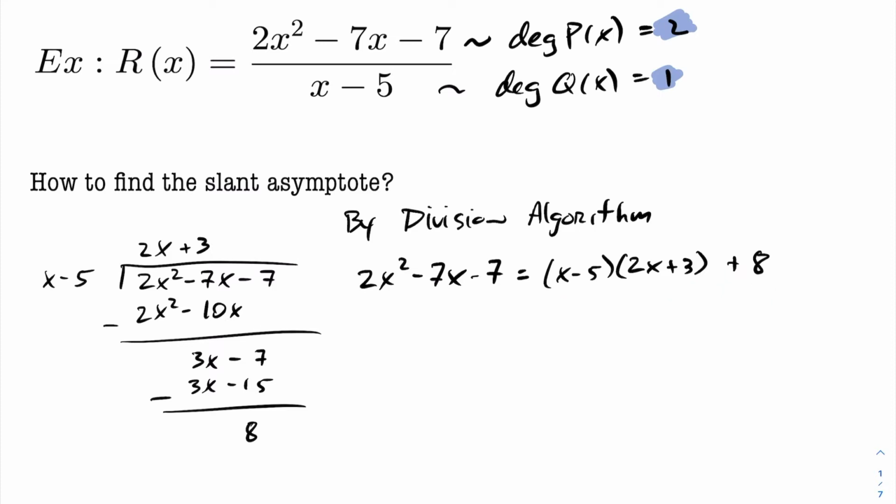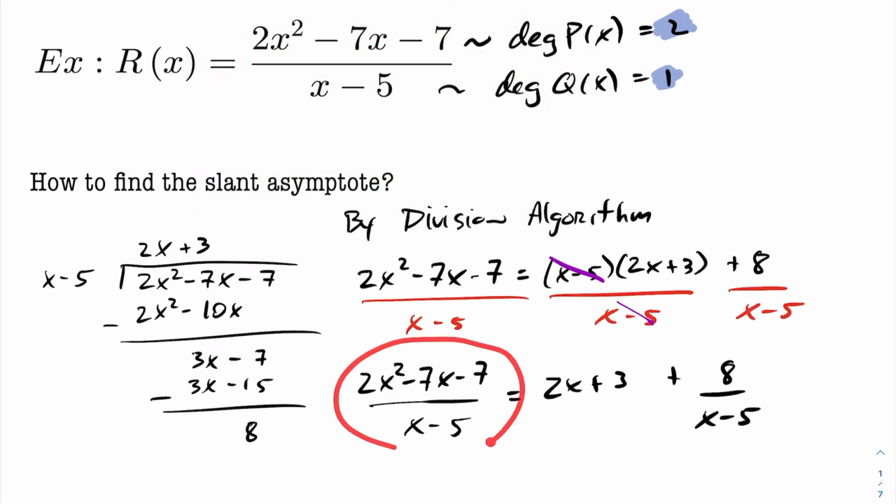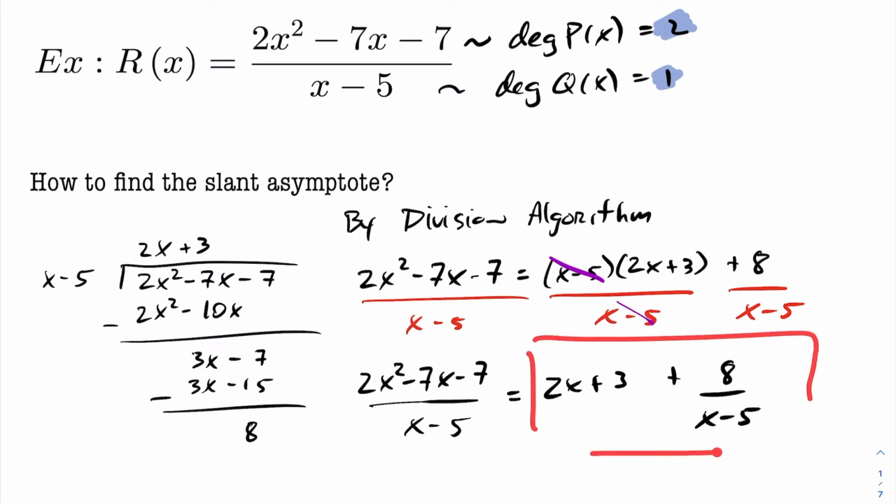Now, again, we're interested in this rational function, so I'm going to go ahead and divide across by x minus 5. Doing so, we get our rational function is equal to 2x plus 3 plus 8 divided by x minus 5. And again, you can see I divided across by x minus 5, and by doing so, we had cancellation here and here, and we have this following decomposition for our rational function.